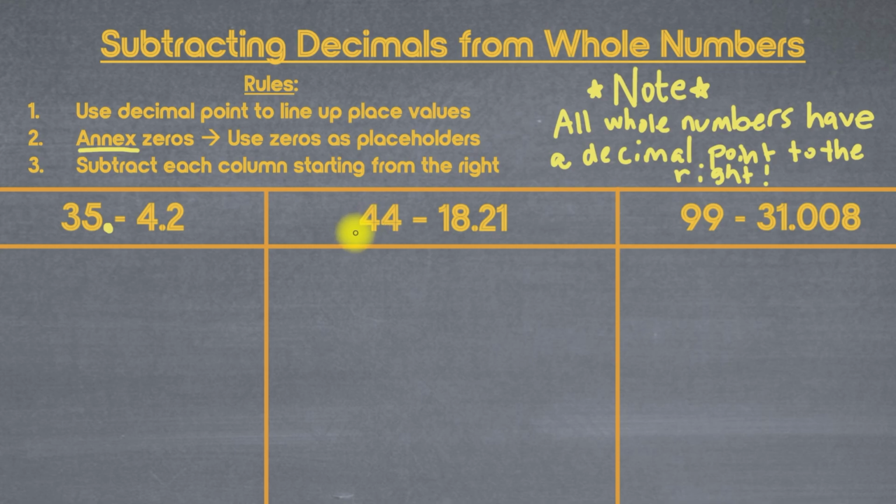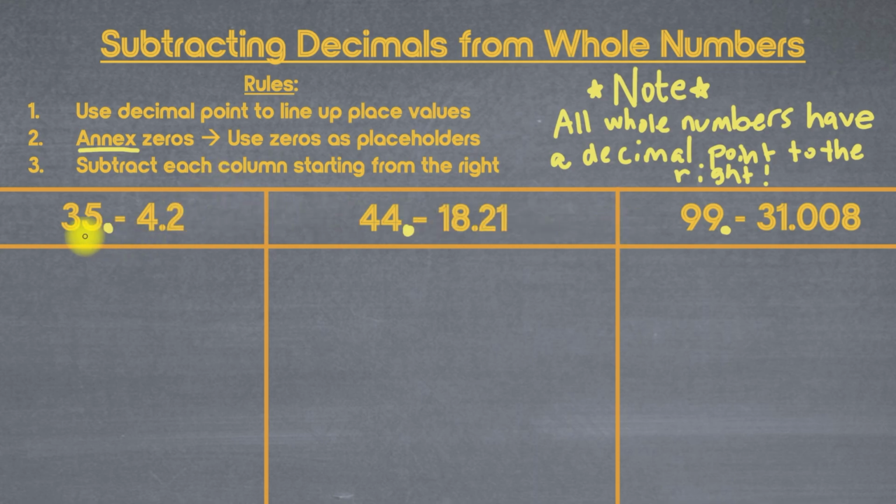Is it here? Nope, not here. That would be 0.44. How about here? Nope, that would be 4.4. But to be just a plain number 44, we would have to have a decimal point to the right of the whole number. So it would be right here. And how about in this third example? 99 minus 31.008, or 31 and 8 thousandths. Well, the decimal point is, again, according to our note, to the right. So we can put the decimal point right here. Now that one important note makes all of this a lot easier.